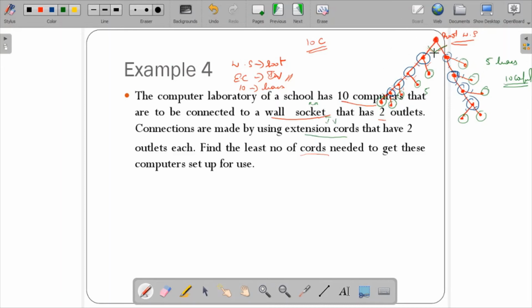So the root has 2 sockets, and these 10 computers are connected using extension cords which have 2 outlets each. I took this, and for this again I connected this, so I got 1 2 3 4 5. Every extension cord had 5 outlets, and those outlets are those 10 computers. The question is, find the least number of cords needed to get these computers set up for use. By seeing this diagram itself, cords means 1 2 3 4 5 6 7 8, so the answer is 8.